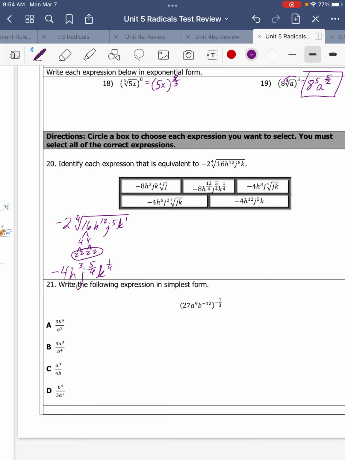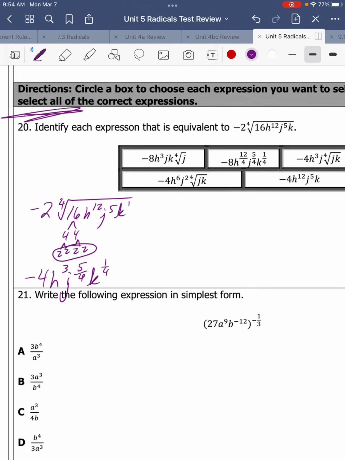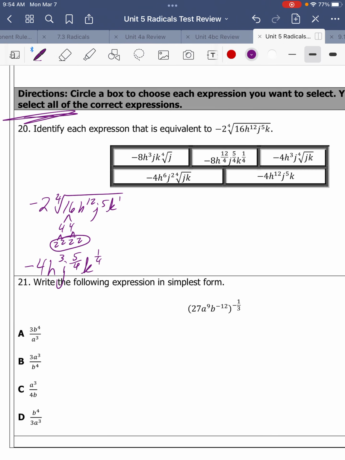We have to figure out which ones, must select all that are correct. Is there one that looks like this? H, J, well, this one here, top middle. Oh no, it's not because it's -8. I don't see one that looks exactly like this, so it must not be exponential form.